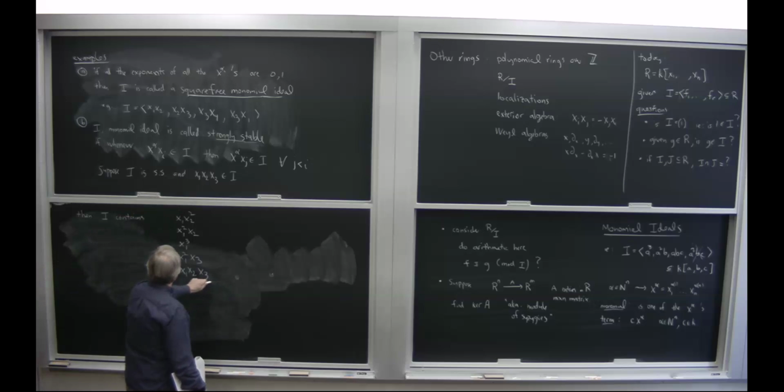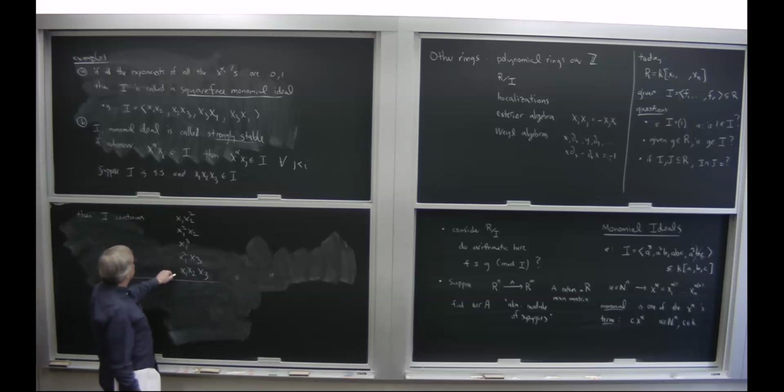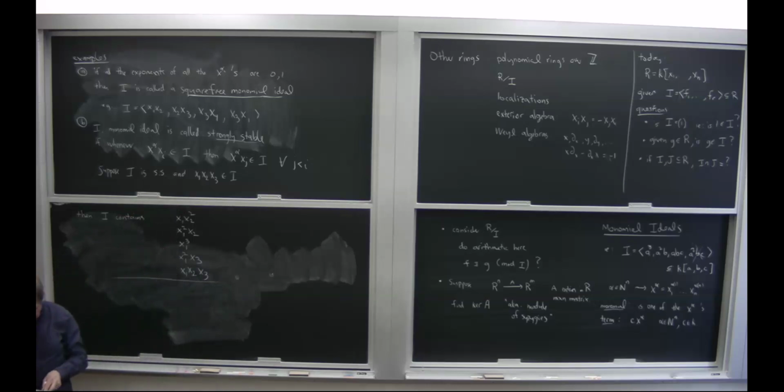So those are definitely not square free typically. And if you take the radical of this ideal, what do you get? Everyone has an x1 in it, so it's just going to be the ideal generated by x1. There's not much else going on there.